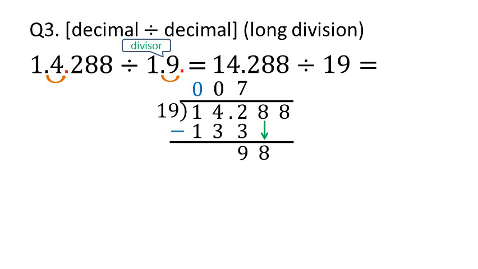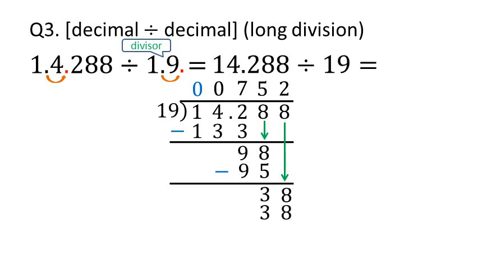How many 19s can fit into 98? We have 5 19s in 98. 19 times 5 is 95. Subtract 95 from 98, which is 3. Move the 8 down. Now we consider 38. How many 19s can fit into 38? We can have 2 19s in 38. 19 times 2 is 38. Subtract 38 from 38, which is 0.